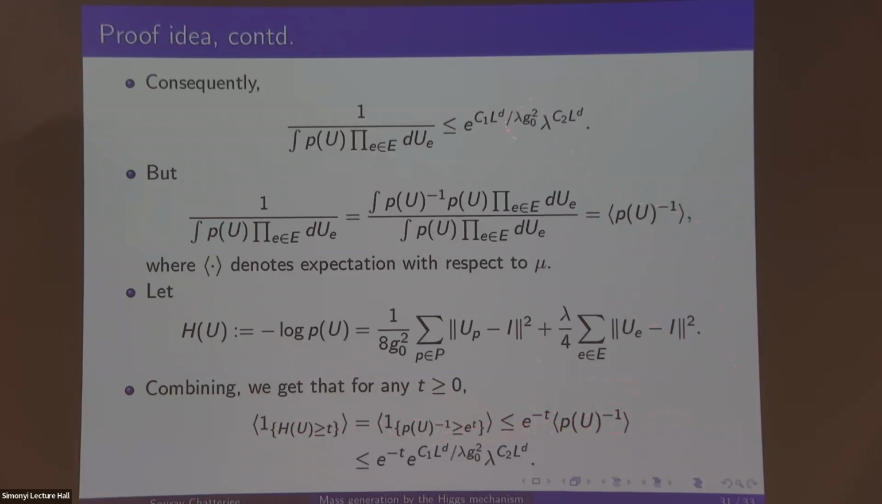But the expectation of p_u inverse is bounded by this, we know. And so therefore you get this bound. This expectation is bounded by e to the minus t, e to the c_1 L to the d lambda g_0 squared, lambda to the L to the d. Everyone with me on this slide?